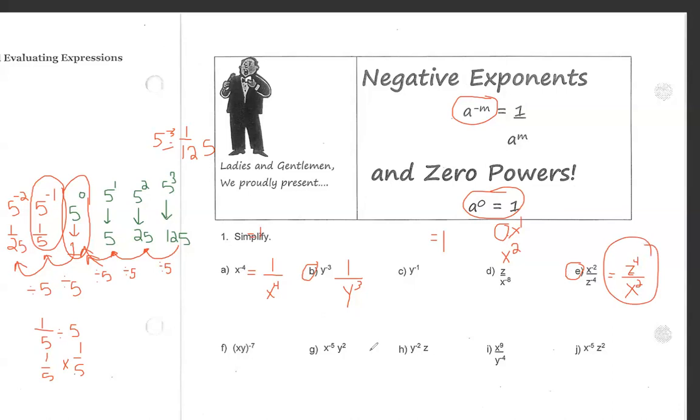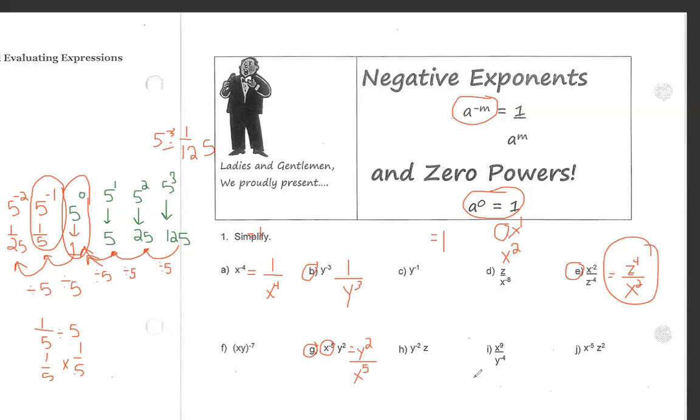Let's look at G. Again, I'm skipping some on purpose because I want you to try them. So G, this is the only one that's unhappy. So y squared is going to stay at the top because it's already happy. It's not negative. But x to the 5th shouldn't be there. It should go to the bottom, and then we're going to change it to a positive. So when you're simplifying, what we're doing is we don't want any negative exponents. We want all of our negative exponents to be happy and to be positive. So in order to do that, we need to put it on the correct side of the fraction that it belongs.